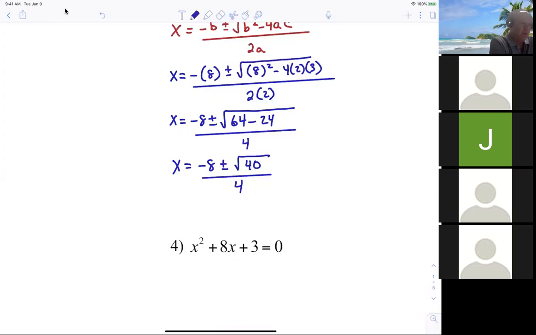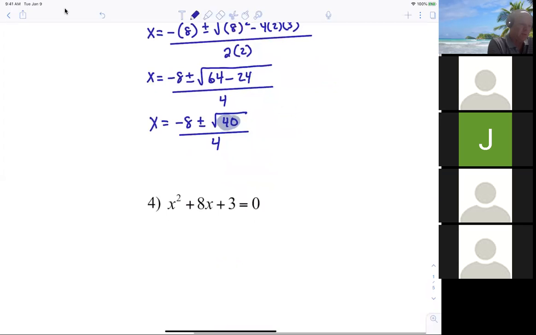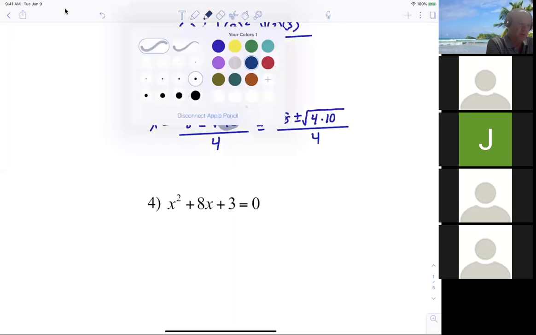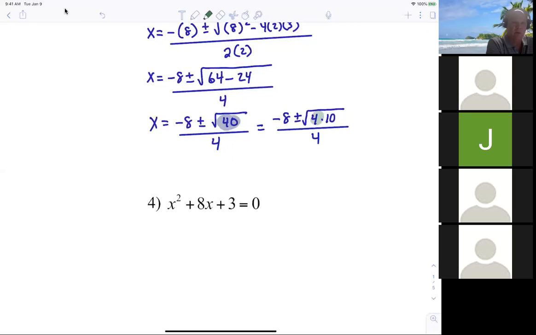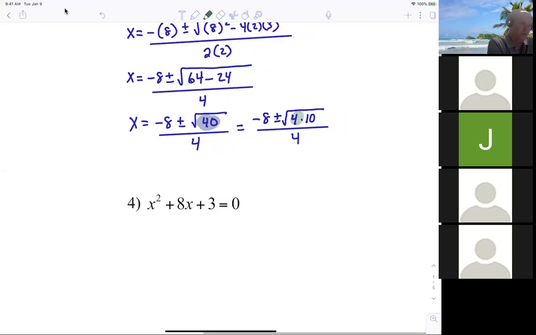All right, now the last thing we have to worry about is, can I break down the square root? And the answer is yes. The reason why is, and I'll really go slow on this, 40 can be written as 4 times 10. The reason you use 4 is because 4 is a perfect square. So what is the square root of 4? The square root of 4 is 2. So I put negative 8 plus or minus 2 radical 10 over 4.